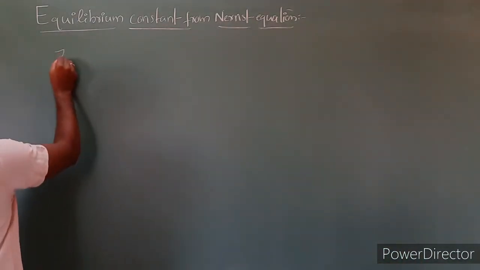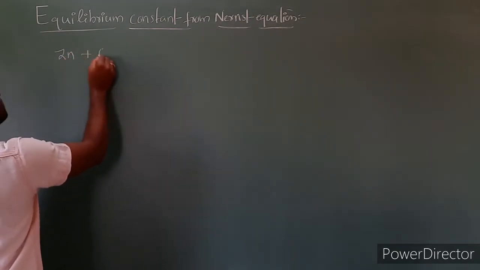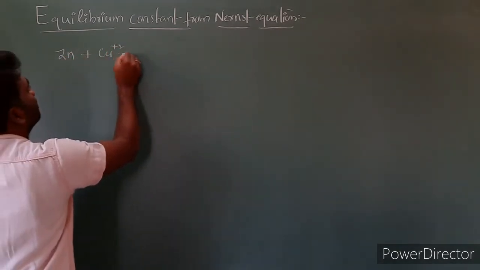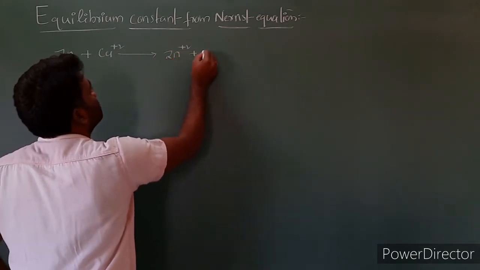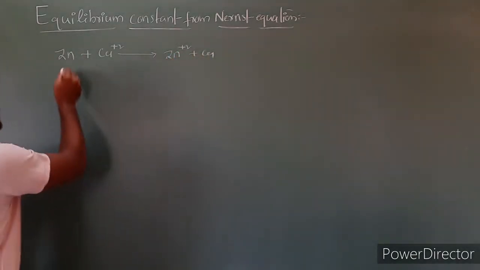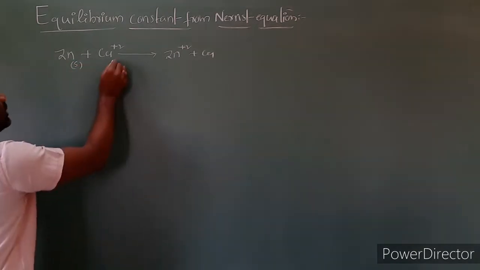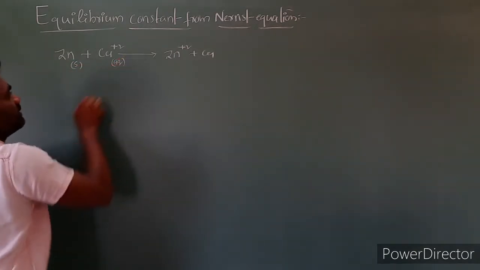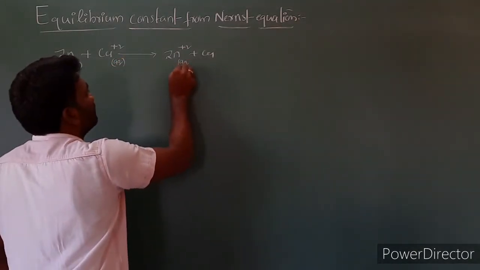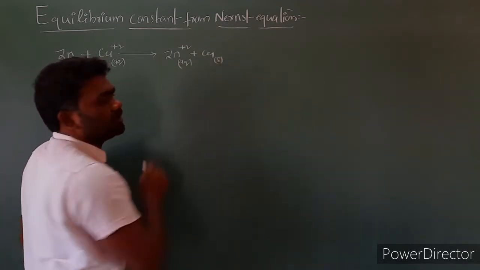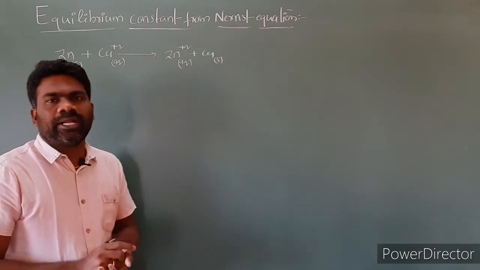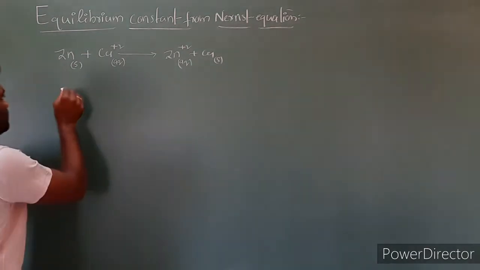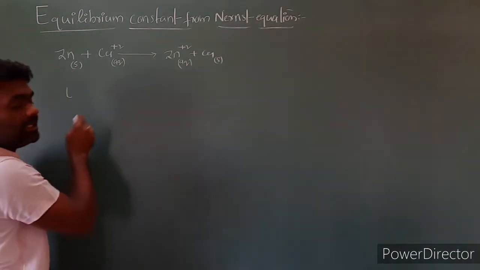I am taking Zn plus Cu2+ gives rise to Zn2+ plus Cu. So this is the cell reaction. Zinc is a solid, Cu2+ is in aqueous solution, Zn2+ is in aqueous solution, and Cu is a solid. For this cell reaction we have to write a Nernst equation, so I am writing the Nernst equation for this cell.